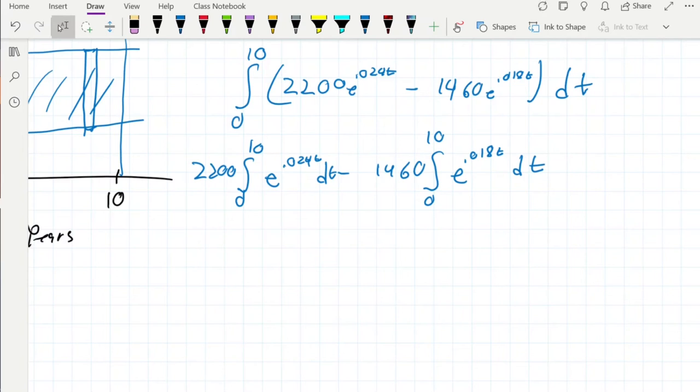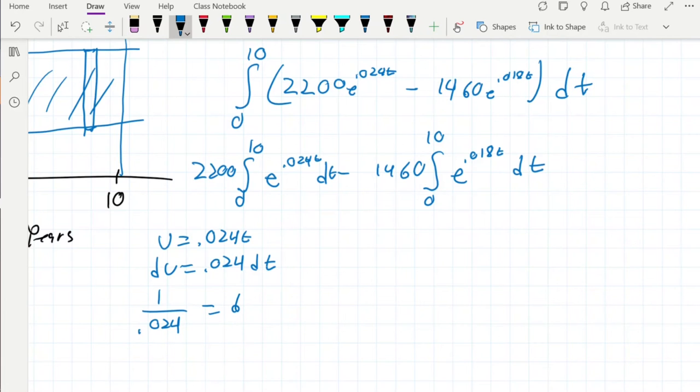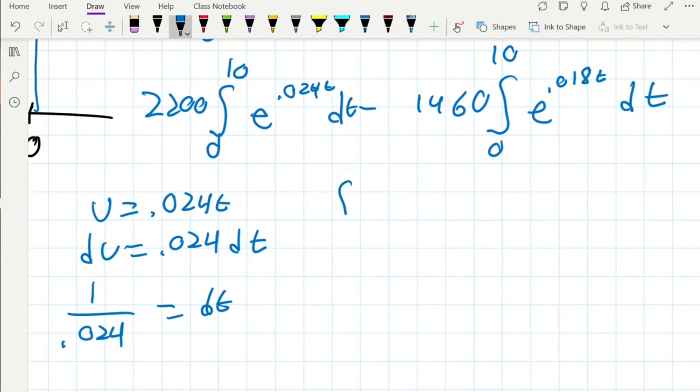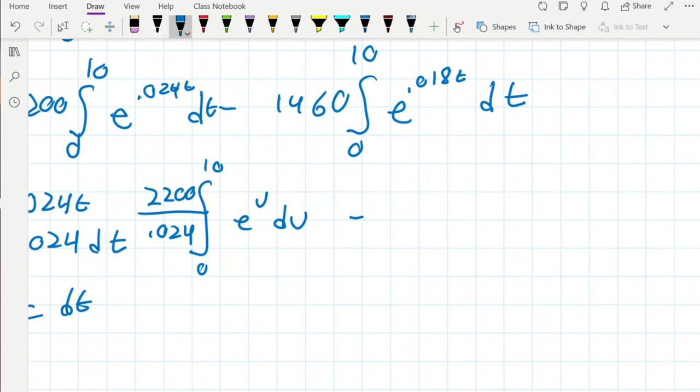And then I believe it's easiest to set some u's. So u is going to be equal to 0.024 t, which will mean du is going to equal 0.024 dt, which is going to mean 1 over 0.024 is equal to dt for this left-hand side. That's just so it makes e a lot easier to integrate. So 2200 divided by 0.024 from 0 to 10 of e to the u du minus, and we'll do the same thing over here, except we're going to use w.